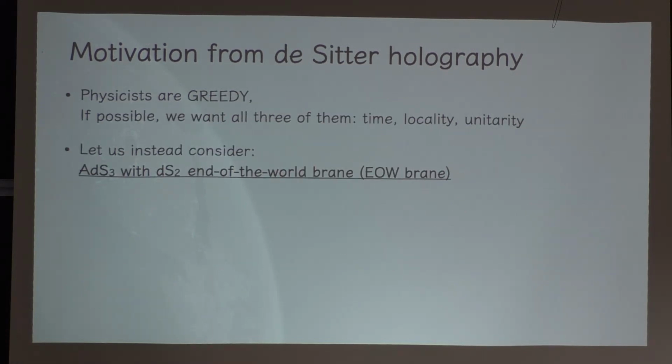As physicists, we are kind of greedy, right? If possible, we want all three of them. We want a time direction, we want locality, and we also want unitarity. So what I want to do here is that instead of de Sitter itself, let's think about some AdS3 spacetime with a two-dimensional de Sitter end-of-the-world brane.